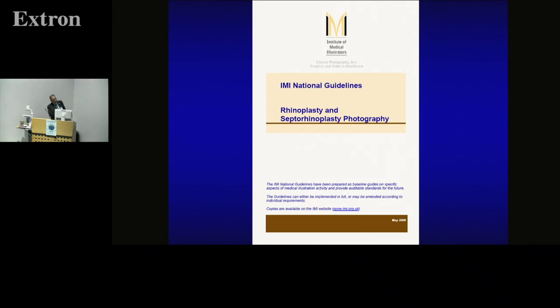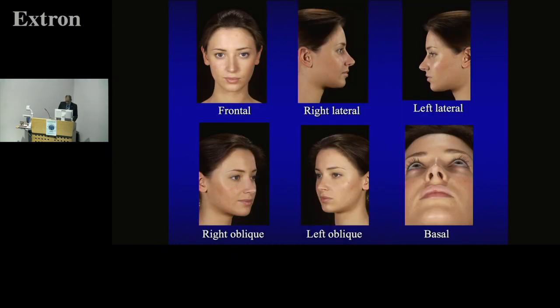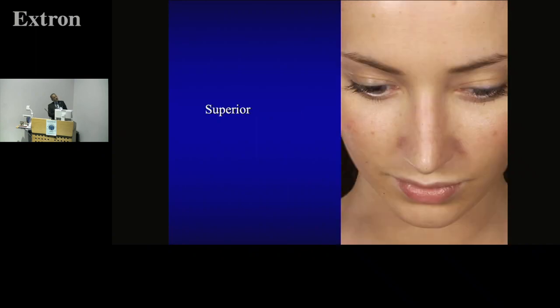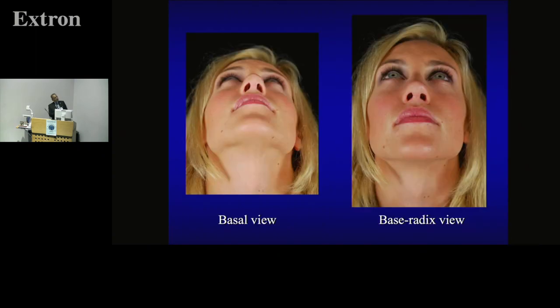I don't know if you can see that, but these are the guidelines for the photography of septal rhinoplasty. The main ones you have are the frontals, laterals, obliques, and the basal one. But you can have close-up ones like this, and superior ones like this, or two types of basal views, like a basal one and a basal radix, so you can see the whole of the nose from below.